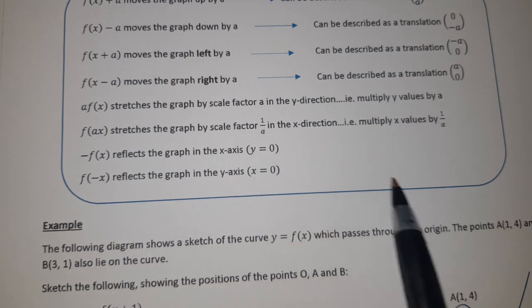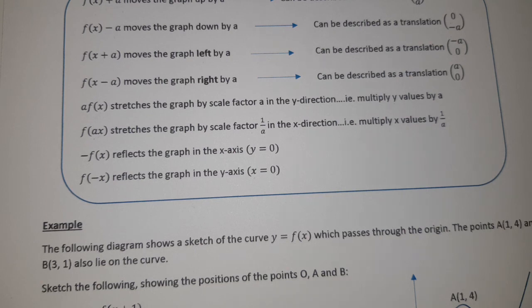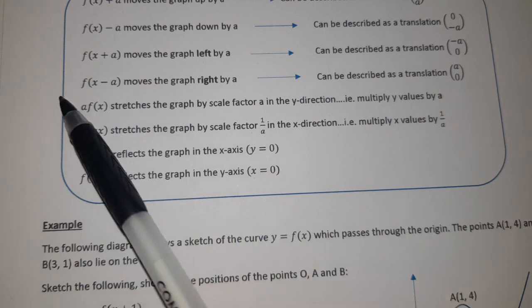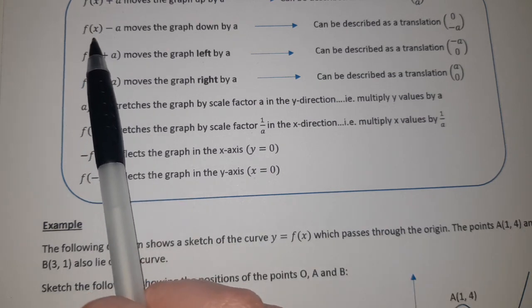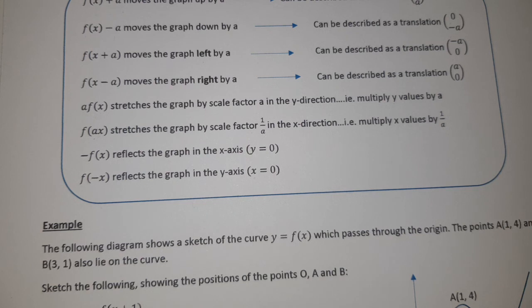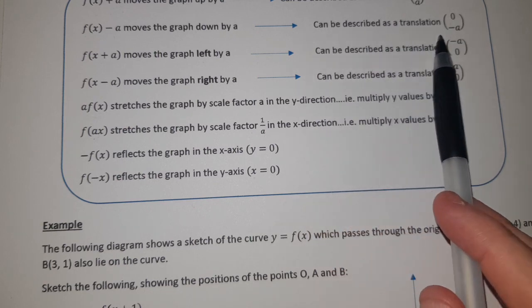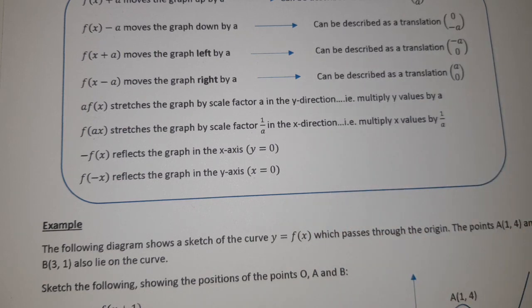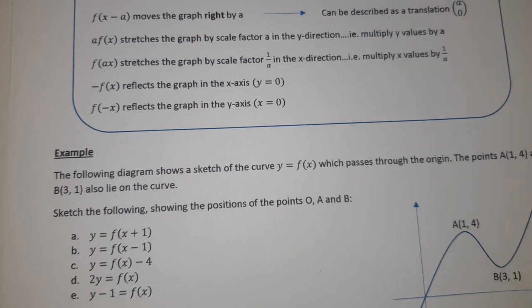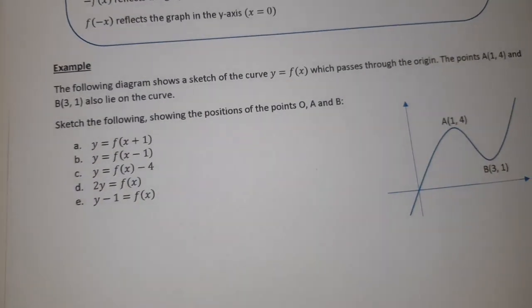line x equals 0. So you can get questions at A level in two different ways. They're either going to give you a graph and then ask you to draw the graph of f of x minus a, or they could show you the moved graph and ask you to give it as a description, which is where you describe it as a translation of 0, whatever. So we're going to go through how to draw the graphs in a minute.